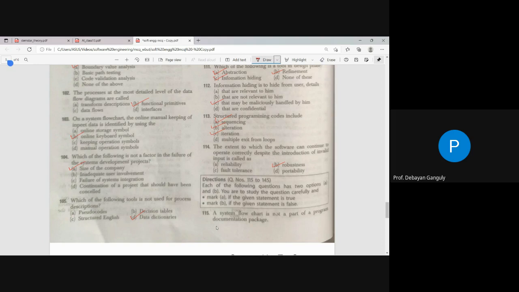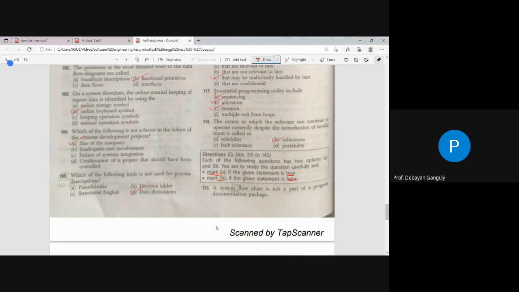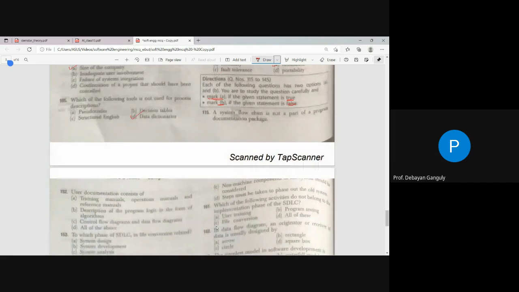Each of the following questions has two options, only A and B. You have to study the questions and mark A if the statement is true and mark B if the statement is false. A means true and B means false, right? So the first: system flowchart is not a part of a program documentation package. That means, of course, that is true. So you can write A, that means true.